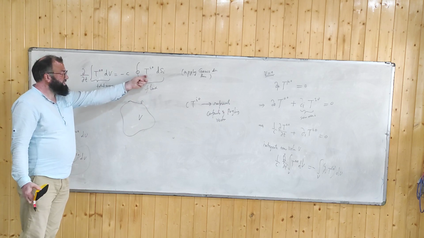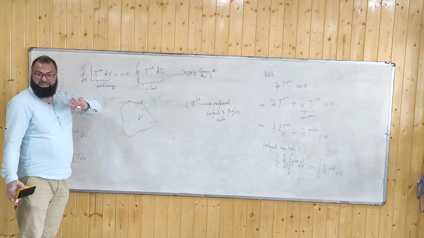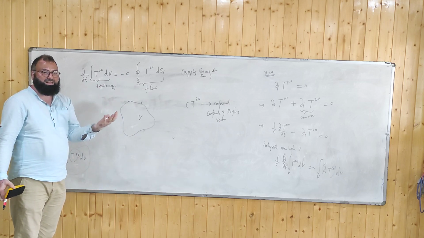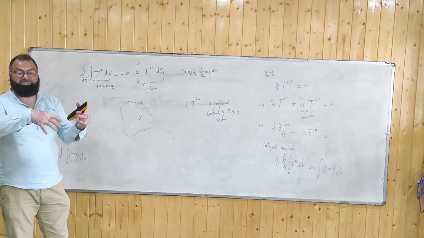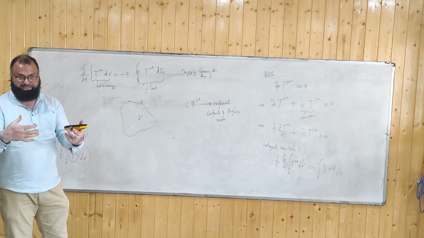So this T^{i0} represents the momentum density, okay? The three components of the momentum density are equivalent to the Poynting vector, okay? So that means the momentum and the Poynting vector have the same interpretation in terms of the electromagnetic field, okay?